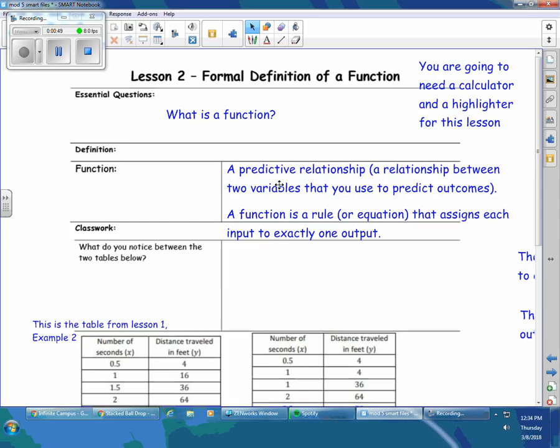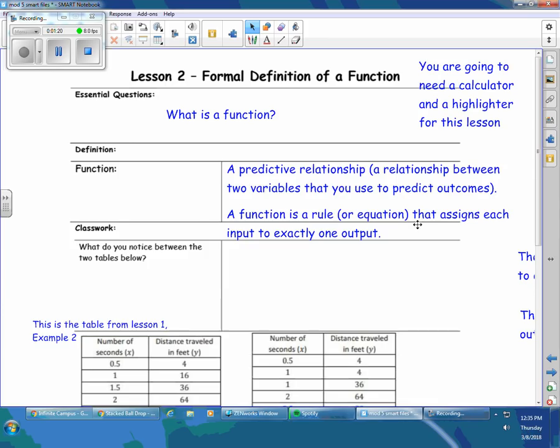We actually started doing this in Module 4 when we were doing our application problems. Now, we didn't get too deep in the application problems because I knew that this section was coming, and we're going to be continuing with all of the skills that we learned in Module 4, and applying them to new situations in Module 5. So, a function is a rule or an equation that assigns each input to exactly one output.